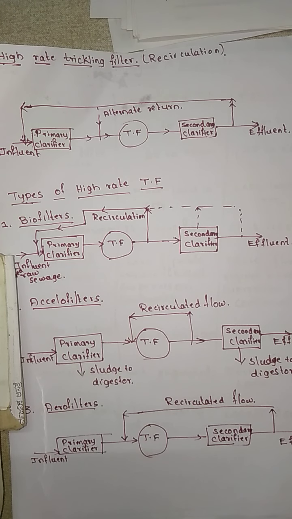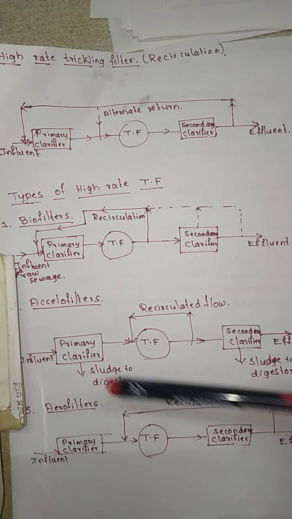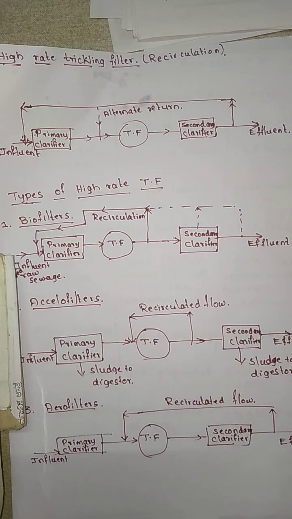Okay, now here we are going to see the different types of the high rate trickling filter. Now what are those different high rate trickling filters? There are three types of high rate trickling filters: one is biofilter, one is exhalofilter, and the next one is the aerofilter. Biofilter, exhalofilter, and the aerofilter.